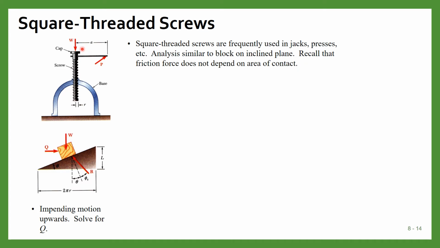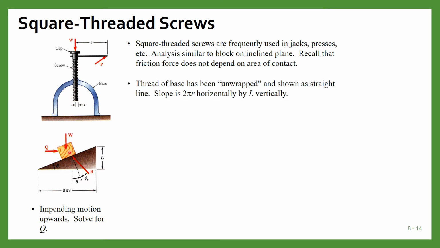This is the figure of square threaded screws, which are frequently used in jacks, presses, etc. Their analysis can be performed similar to the block on an inclined plane. We are using the principle that friction force does not depend on area of contact. So we have represented this screw with this plane.